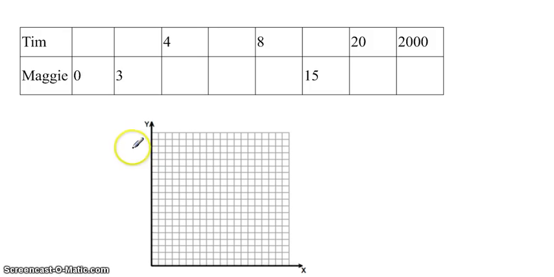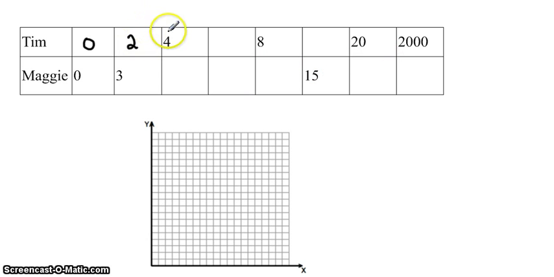This is still working with the same scenario of Tim and Maggie. And we know that our starting ratio was Tim swims 2 laps for every 3 laps that Maggie swims. So here I see the 3 for Maggie. So I know 2 is going to go up here. Here is their starting point. So if Tim swims 0, Maggie swims 0. So they're just basically at the origin, they're stopped. So now I'm going to work my table to figure out the rest of this scenario.